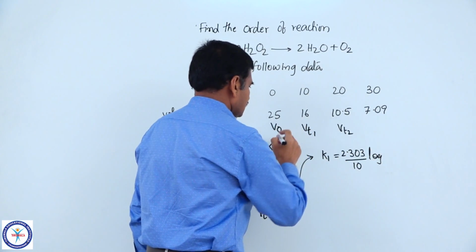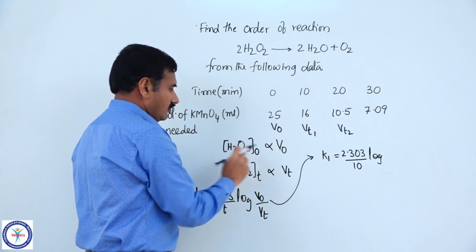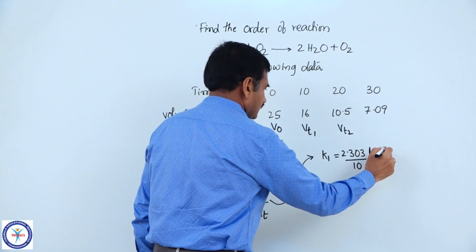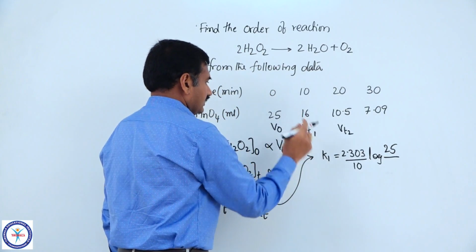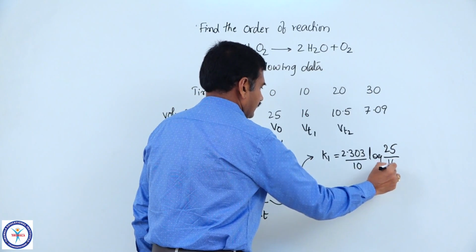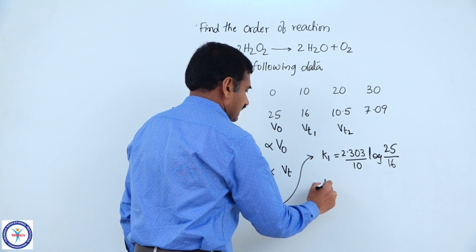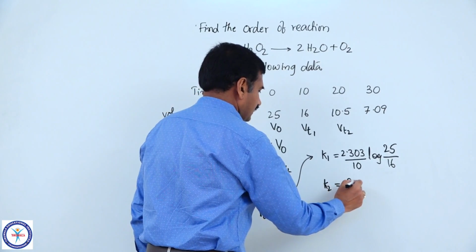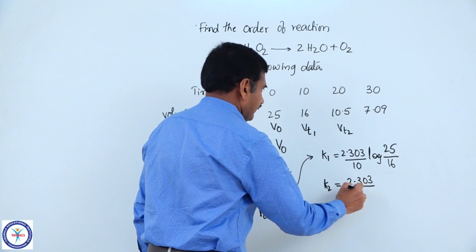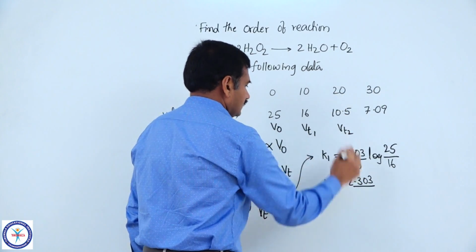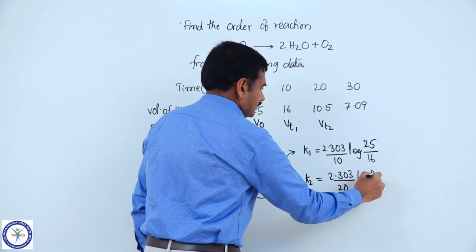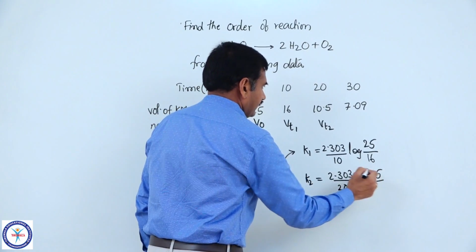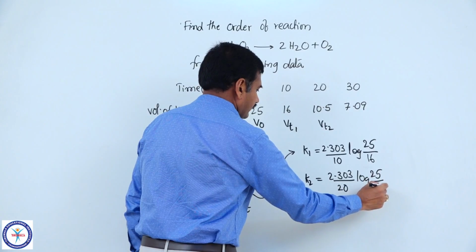of the initial concentration, proportional to the initial volume of KMnO4 required, that is V naught, 25, divided by Vt1, that is 16 ml. Similarly, for another rate constant, K2 equal to 2.303 divided by, instead of 10 minutes, now you take 20, into log of the initial volume of KMnO4, 25, divided by 10.5.